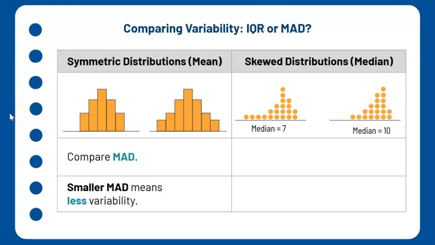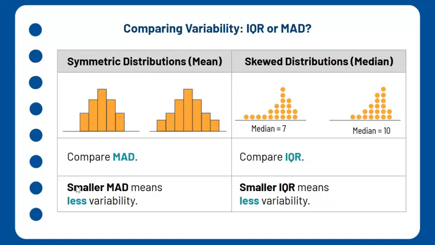What if you have two distributions best represented by the median, such as the two skewed distributions shown here? Which distribution would have less variability? You calculate and compare the IQR. Whichever one has a lower IQR is less variable. Again, we can take a look and see how they're spread out. This one is more spread out, this one is less spread out. This one would have a smaller IQR.